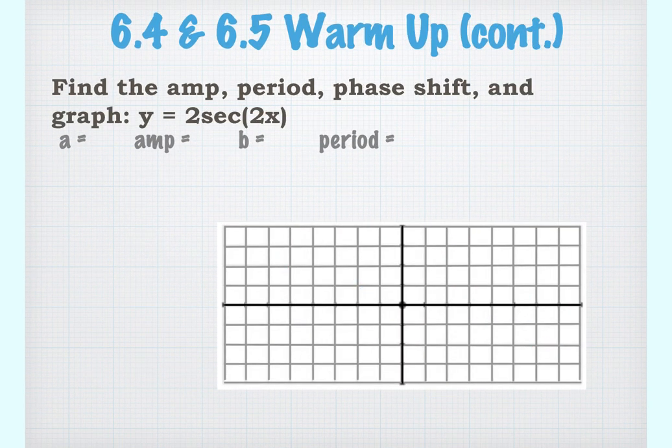All right, we're here. We're going to do the second one. All right, so this one is secant, which means I'm going to graph cosine. So I'm going to graph 2 cosine 2x. My A is 2, which is my amplitude. The B is 2, which means the period is 2 pi over 2, and this time that's pi. There is no phase shift, and there's no vertical shift, so I don't have to shift it up either.